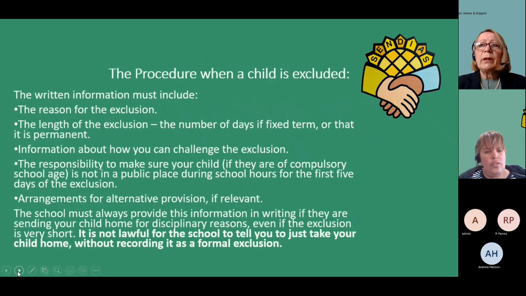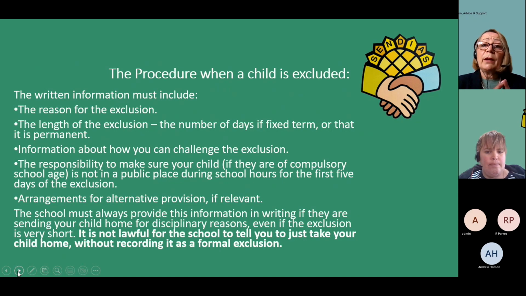The procedure around when a child is excluded has a definite set out procedure. They must write to the parent and include information about the reason why the child has been excluded, and the length of the exclusion, whether it's a number of days, meaning a fixed term exclusion, or that it's permanent, or that it's a matter of hours. The length of the exclusion must be included in that written information for parents. It also should include information about how a parent can challenge the decision around the exclusion.